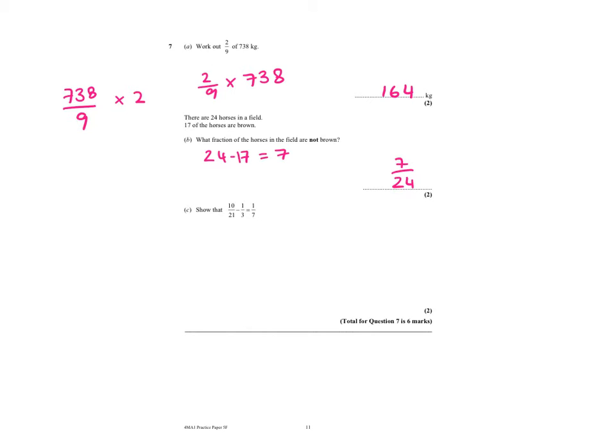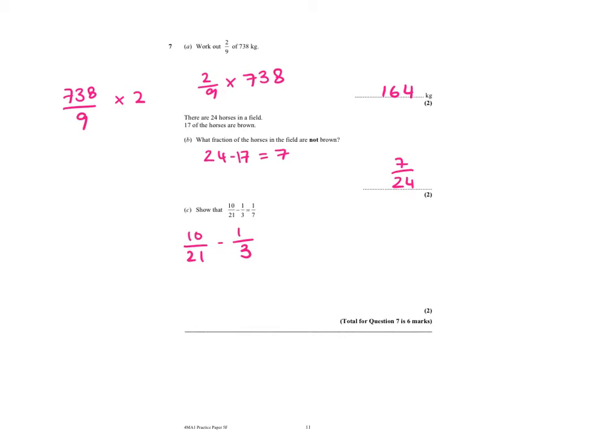Part C, show that 10 over 21 minus 1 over 3 equals 1 over 7. Well, we know step 1, do they have the same denominator? Because when we're adding or taking away, we need to make sure they have a common denominator. They do not. So we're going to look for a common denominator. Now, 21 is in the 3 times table.